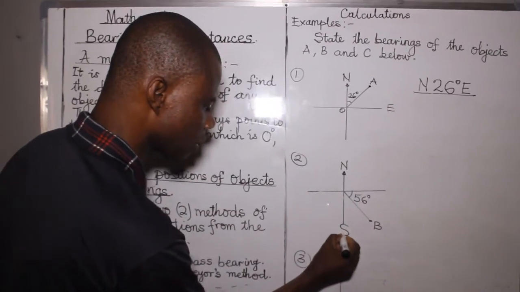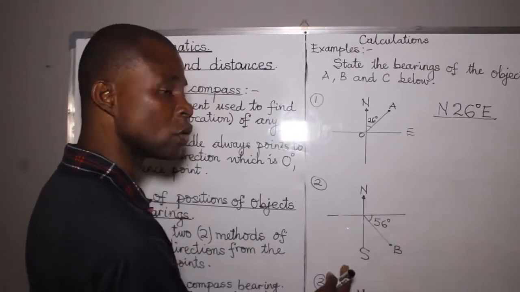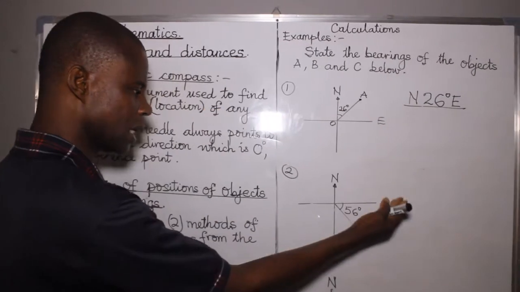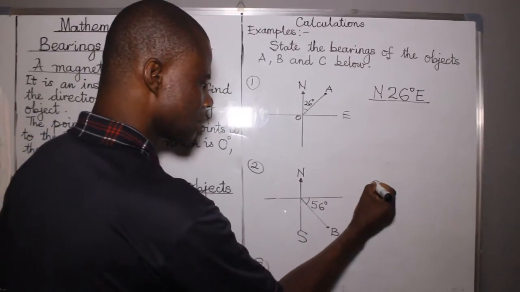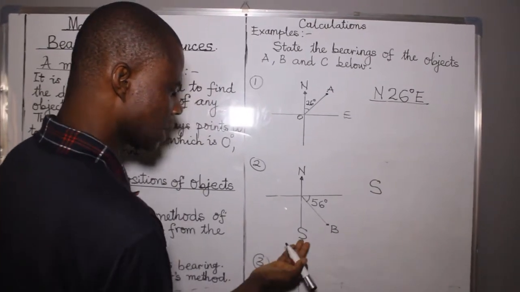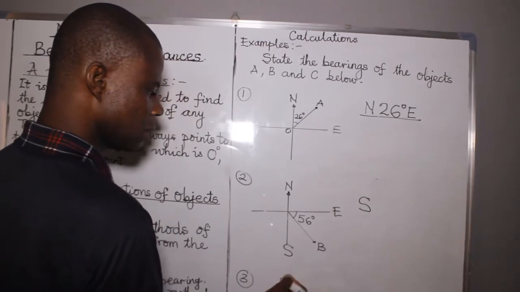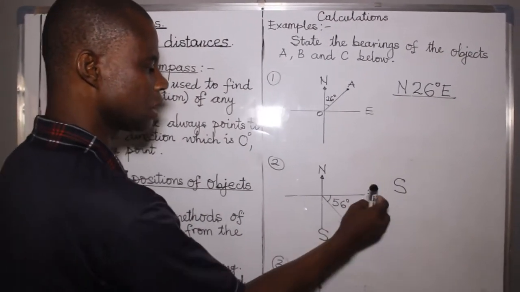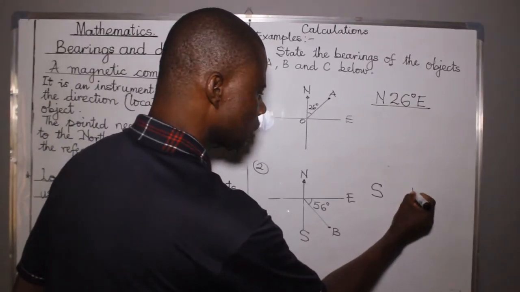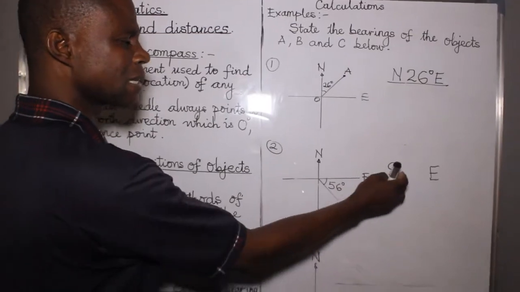So this is south. Now, we can use north for the reference, we can use south for the reference. But we don't use east, we don't use west. So we start from the south. So our answer is south, what? South going up to what? East. So this is east. So it's within this quadrant. So southeast. Now, is it 56 degrees southeast?